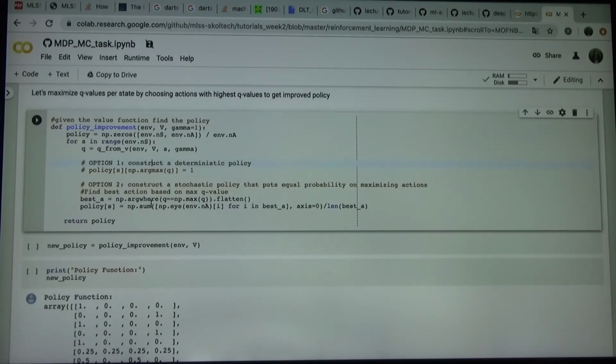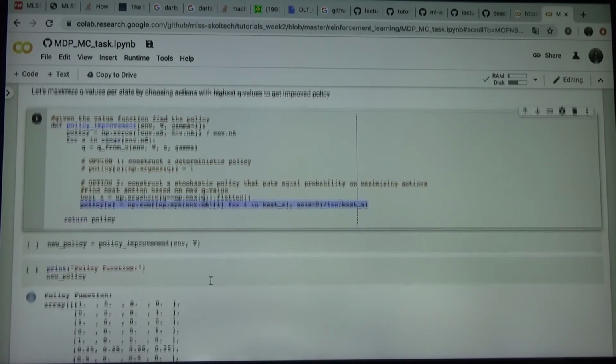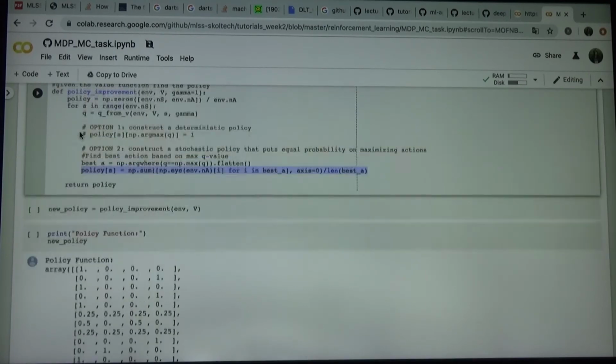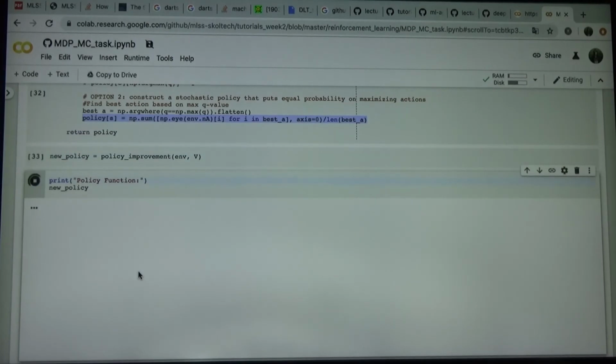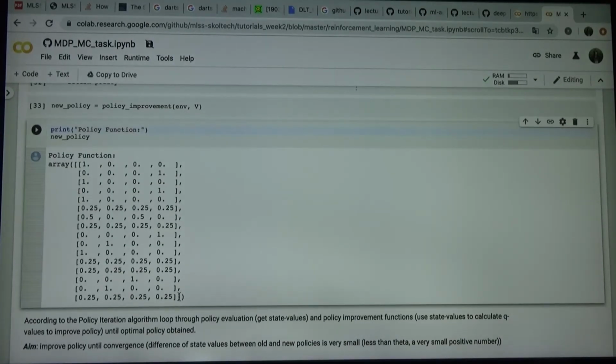So here in policy improvement, as I said, we're going to compute some Q from our V. We're going to find some greedy, best action, and we are going to create some policy which will look like I will show you. It will look like that.